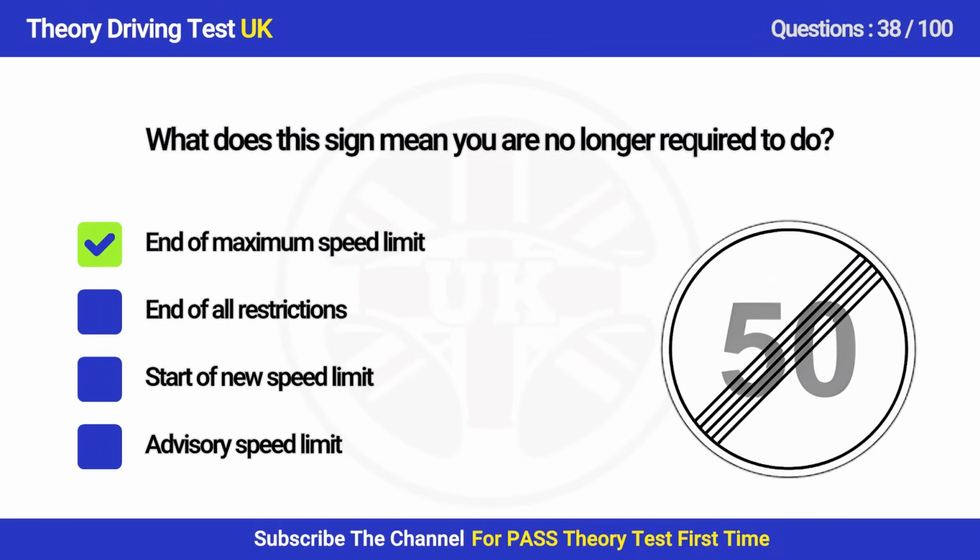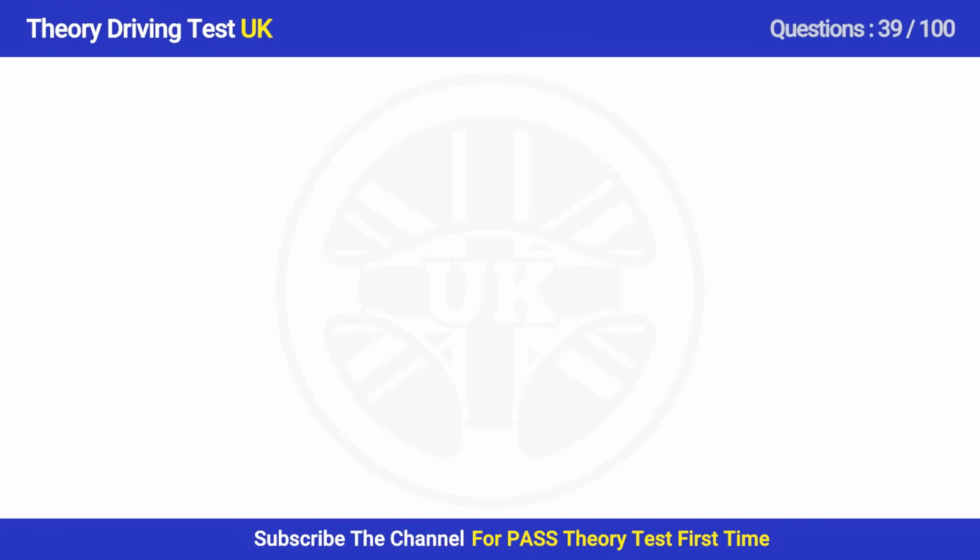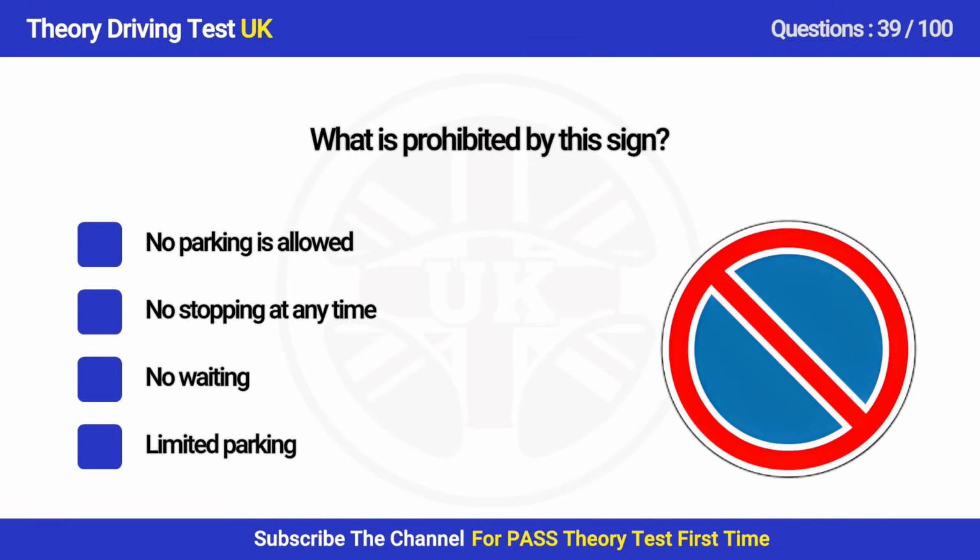Answers is A. End of maximum speed limit. This sign indicates the end of maximum speed limit. It means the previous speed restriction no longer applies, and the national speed limit for the type of road and vehicle you are driving will now apply, unless another speed limit sign is encountered. Question 39. What is prohibited by this sign?